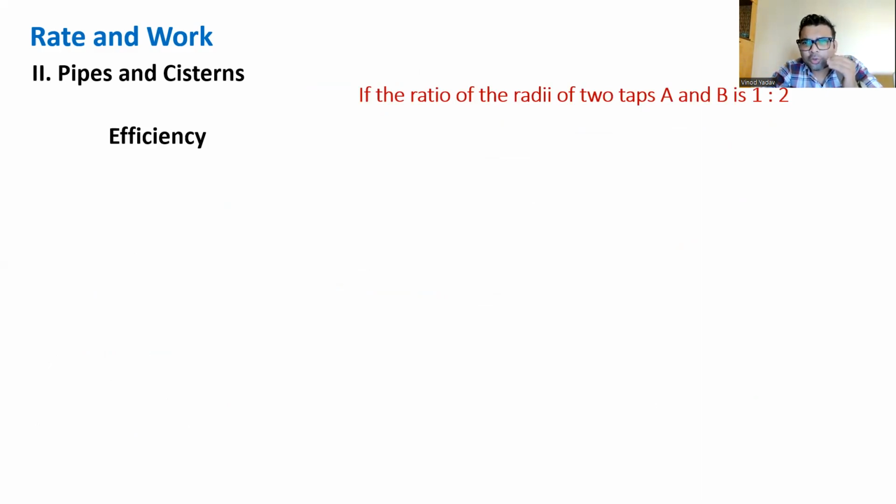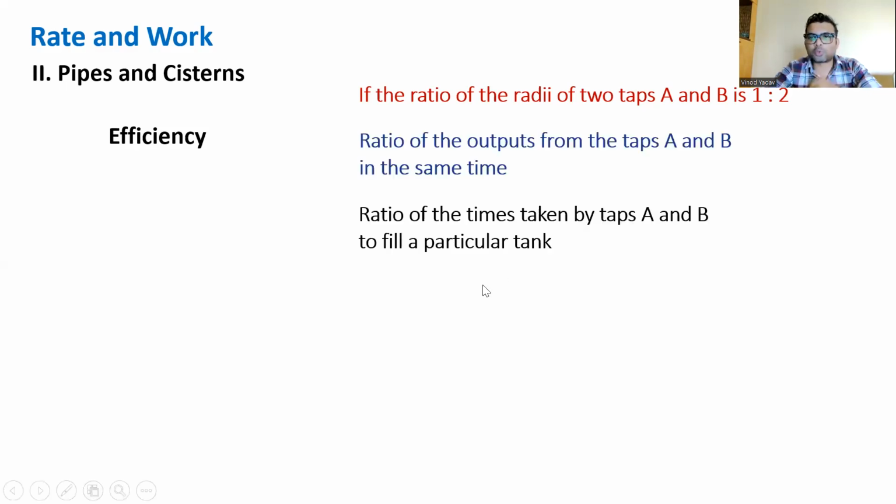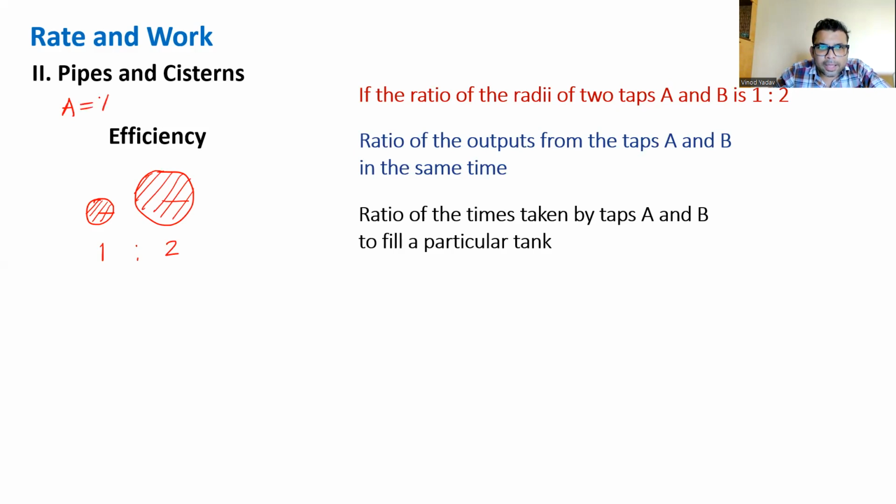So if the ratio of the radii of two taps is 1:2, what will be the ratio of the outputs from the two taps? Now, tap means you should visualize this as a circle. So radii are double. And if you see, the water output will depend upon this area, right? This cross-sectional area. So radius is in the ratio 1:2. And area of the circle, you know very well, is pi r square. So pi into 1 square is to pi into 2 square. Pi, pi, bye, bye. So 1 square is to 2 square. So ultimately 1:4. So the ratio of outputs is 1:4.